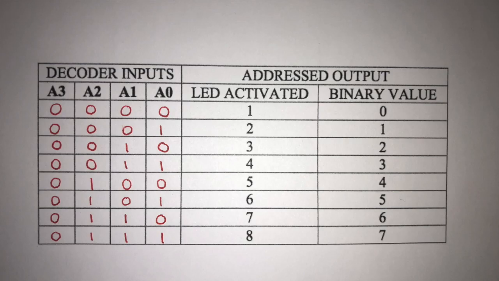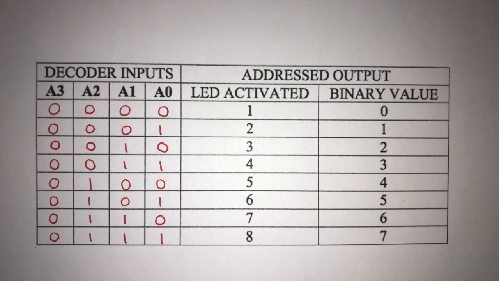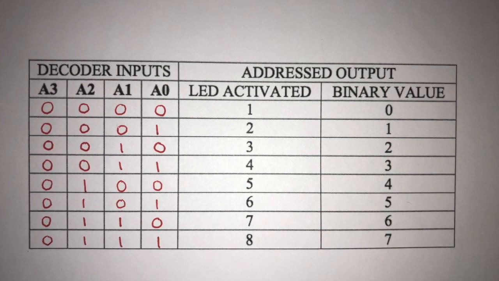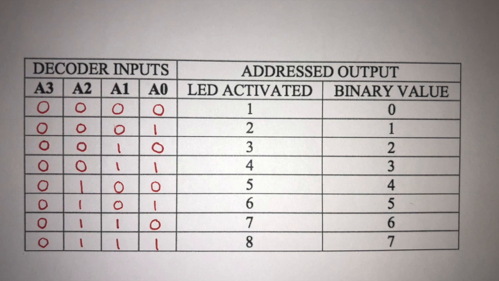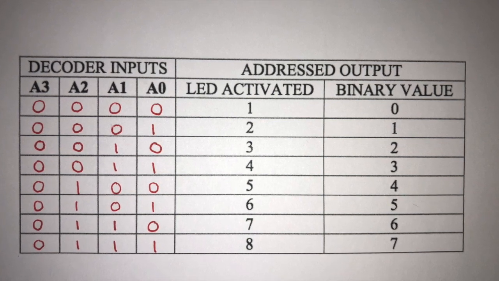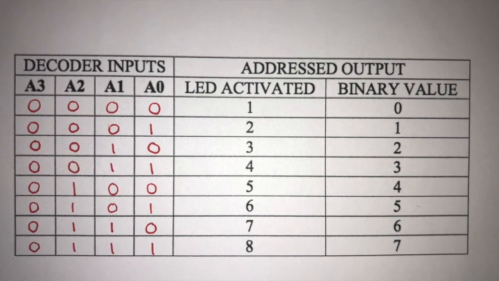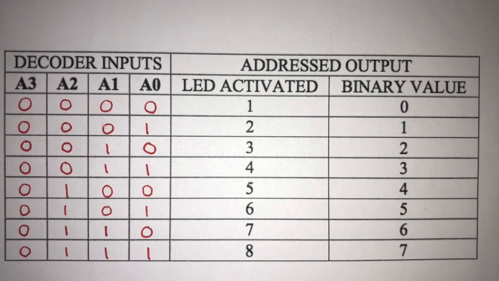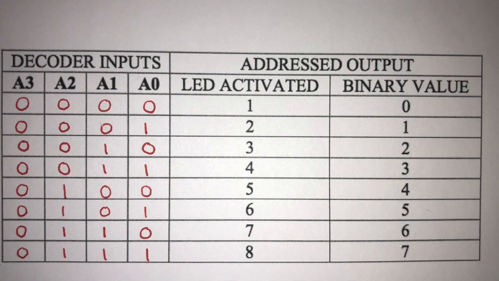For the first truth table, we looked at the first case, when the select line had 0 for A3. This showed the LEDs light up from 1 through 8 for binary inputs 0 through 7, where A3 is the most significant bit and A0 is the least significant bit. For example, 0101 would light the 6th LED and have a binary value of 5.